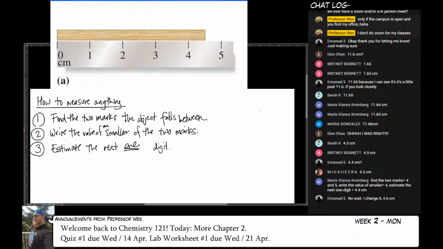All right, so now that you've got your answers for ruler A, let's follow the rules that we just did. And hopefully it will show up on the screen here. Great, you can see my pen. Okay, so I'm going to look at the marks that this falls between. So it falls between 4 and 5. I'm going to write down the smaller of those 2 marks. And then I'm going to guess the next 1 digit. Well, it's kind of in the middle right here, right? So I'm going to guess the next digit to be 5. Now, you could guess 4 or 6, and that would be fine. It's all based on how good you are at estimating.